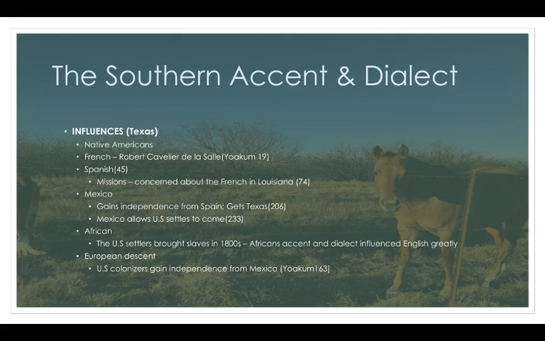And that's when a lot of the influence of English comes, and the different cultural influences that affect the English in that specific area, such as the African influence towards English, because the U.S. settlers brought slaves, and that African accent and dialect influenced the English greatly in the South. And that is a huge, huge point to make when trying to analyze the Southern accent. You have to keep in mind that this accent is directly linked to an African influence, and you can really hear that in the accent. So the U.S. colonizers gained independence from Mexico as well.